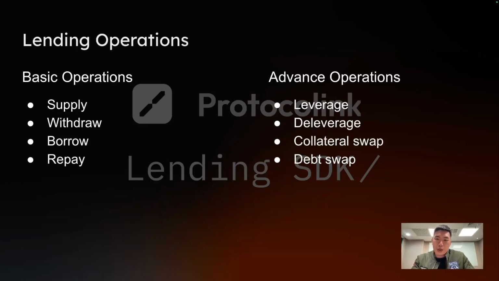This might be for better APYs or to avoid future risk on certain assets, whatever the user thinks. All these operations can be done step by step, manually. However, using certain protocols and precise calculations can make them more efficient. And this is where the Lending SDK steps in to help developers and users do that.